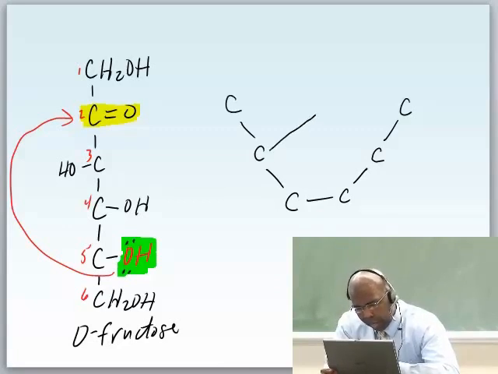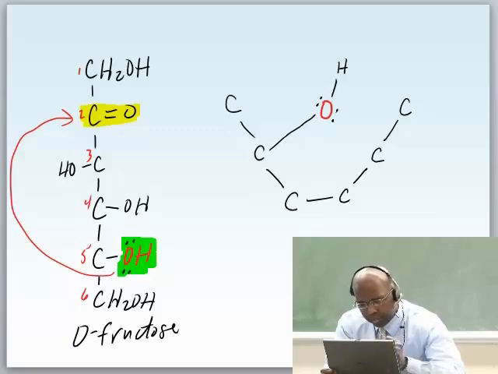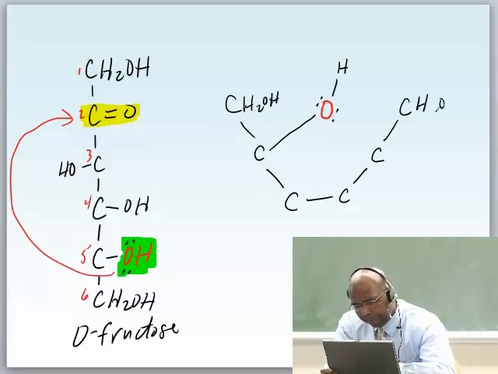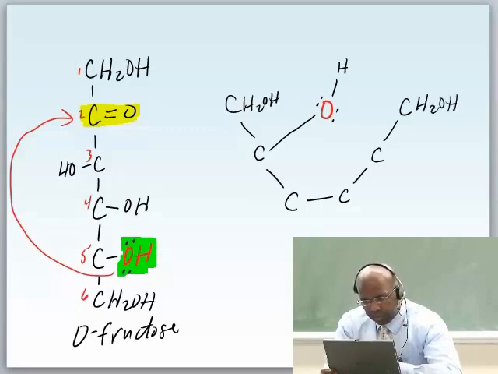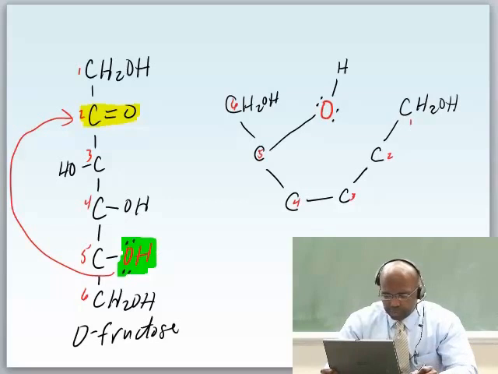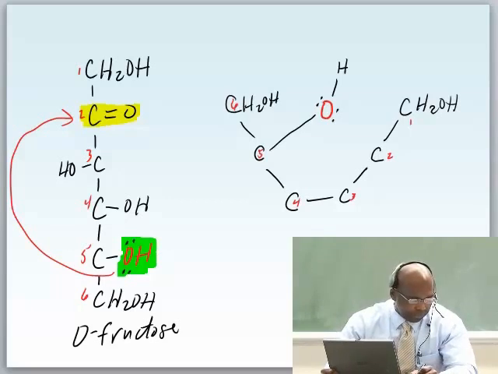And this is going to be our red oxygen here with its H. I'm drawing this in a Haworth projection before I close the ring, so you'll see what it looks like before. So this is CH2OH. I'm going to number these carbons. This is 1, 2, 3, 4, 5, and 6. Kind of want you to see it before I close it.